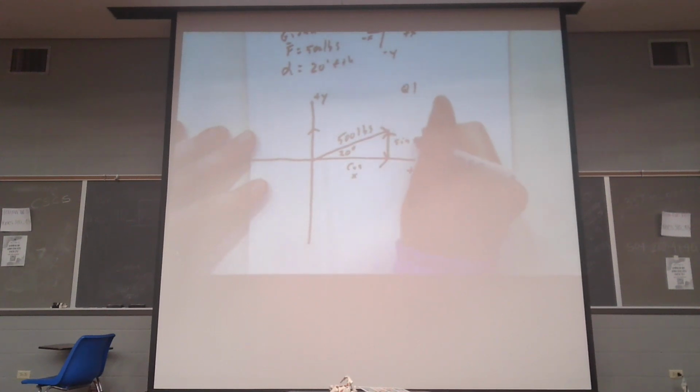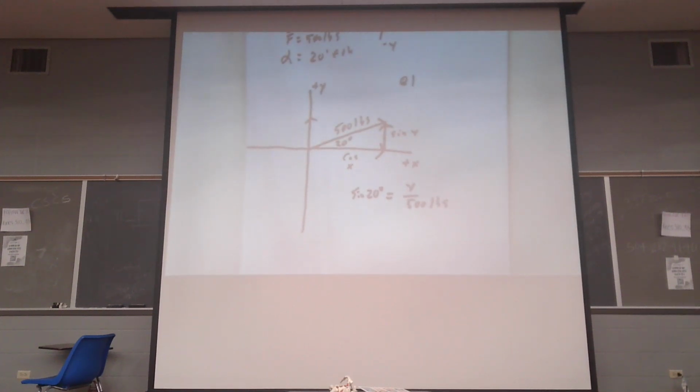This would be my x and this would be my y. So how I would set up the relationship between sines and angles, I'd say the sine function of 20 degrees is directly proportional. Sine is opposite over hypotenuse, right? So it would be my y component over, well, what is my hypotenuse? 500 pounds that I measured.